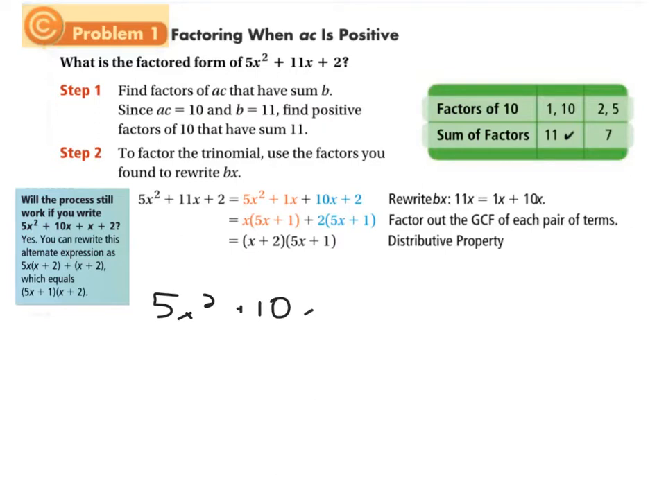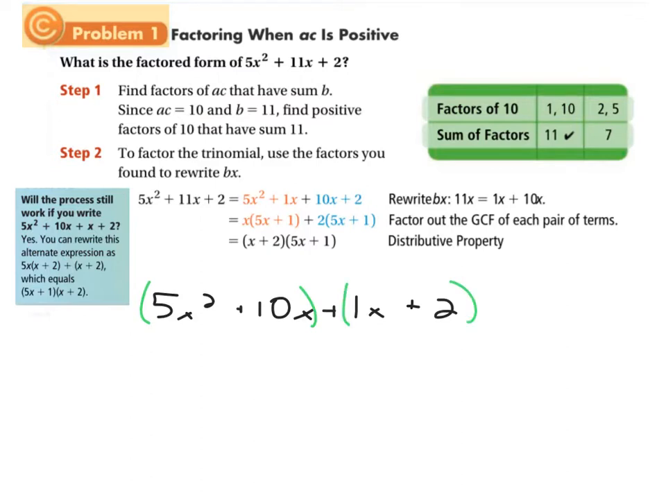Oops. Sorry, I'm glitching out. 10x plus 1x plus 2. Okay? Now what we're going to do is we're going to group them. We're going to group these two together. We're going to group these two together, and we're going to see what we can factor out.